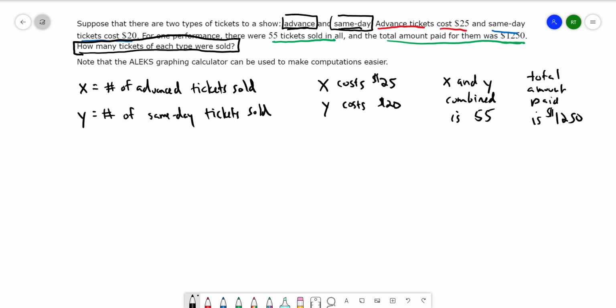That's all the notes they gave us, so I'm just trying to organize it a little better. We know what X and Y represent. We know that X costs $25, Y is $20. Combined, they sold 55 tickets, and the total amount paid is $1,250. It definitely helps to take notes in the beginning because it makes it a lot easier to look at all this information. Next, I'm going to start setting up my two equations, equation 1 and equation 2.